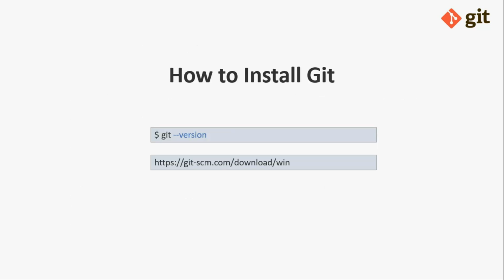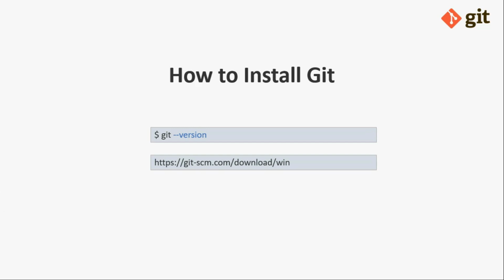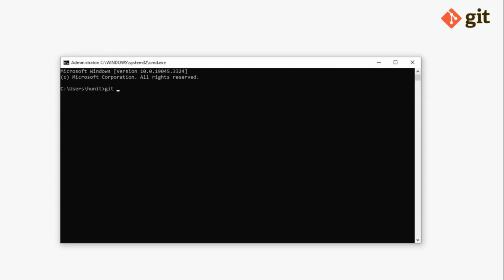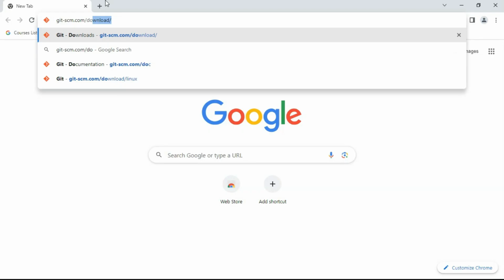Okay, so from here we're going to look at how to install Git. To check whether you have Git already installed on your system, you can use the git --version command. If you do this, it will show you the Git version if Git is already installed. If Git is not installed, it's going to tell you that git is not a recognized command on your system. So once that is done, we can head over to the Git URL and then we can download Git from there.